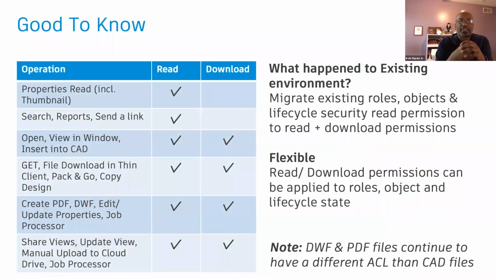So here's some things to know about this. Here's what's going to require the download permission. Property reads and searching and reports and sending a link, those only need the read permission. All of the rest of these require the read and download permission. So open, view and window, a GIT, creating a PDF or a DWF, doing shared views, the job processor needs to obviously download files to manipulate whatever it needs to do. So all of those tasks need the download permission, the others do not.